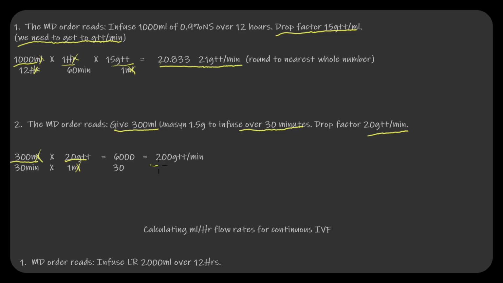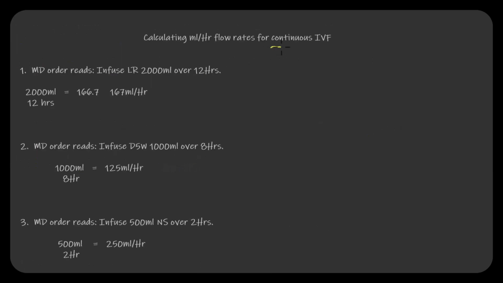The next set of problems are calculating mLs per hour. They're flow rates for continuous IV fluids. IV fluids are a fast and effective way to treat dehydration, especially when oral rehydration is difficult or impossible. These problems are pretty straightforward as far as the setup.